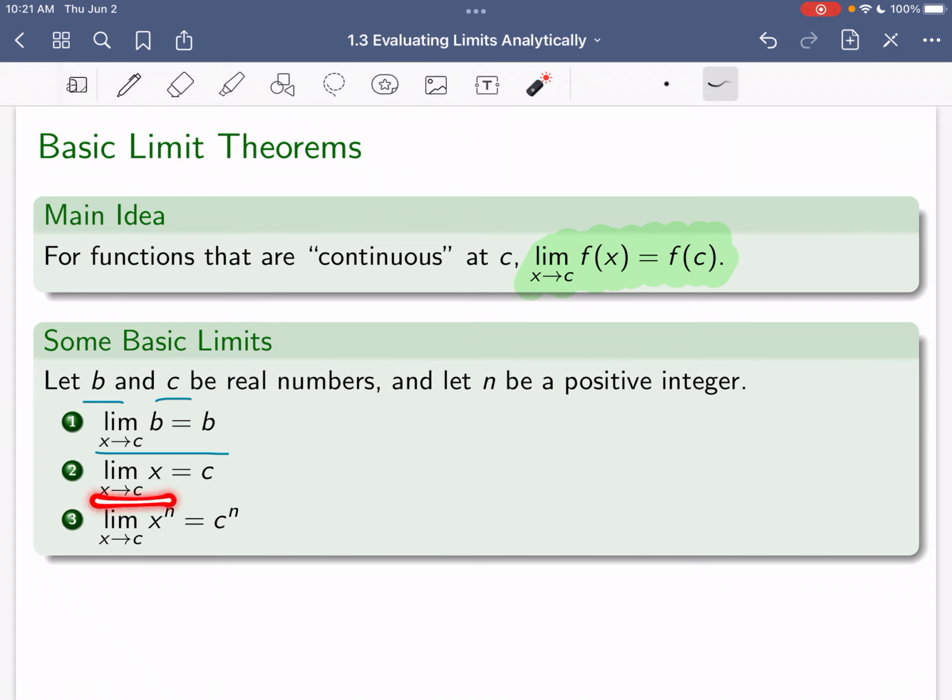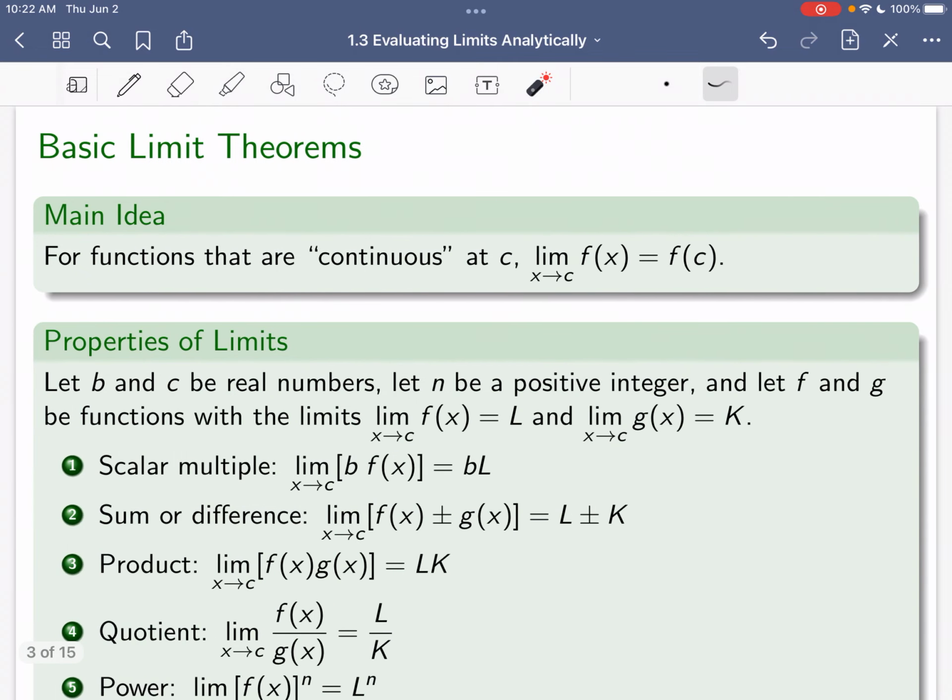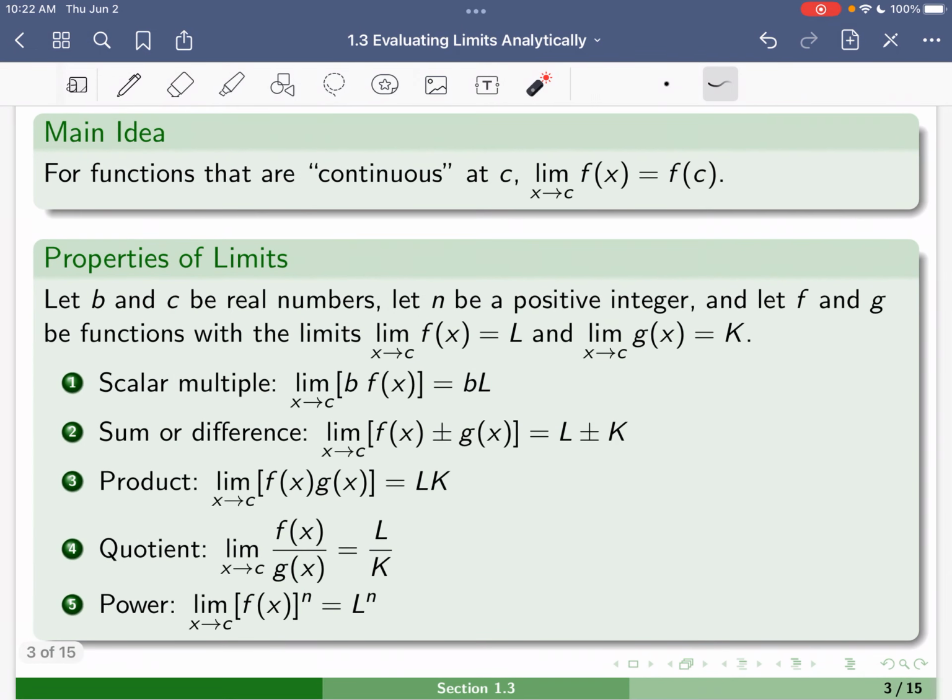For the next one, if we were to look at a limit as x approaches c of x itself, well, as x approaches c, then x is going to approach c, right? That makes plenty of sense. And if we have x approaching c, then x to the n power is going to approach c to the n power. So those are some of our initial basic limits. We also have several more, I suppose.